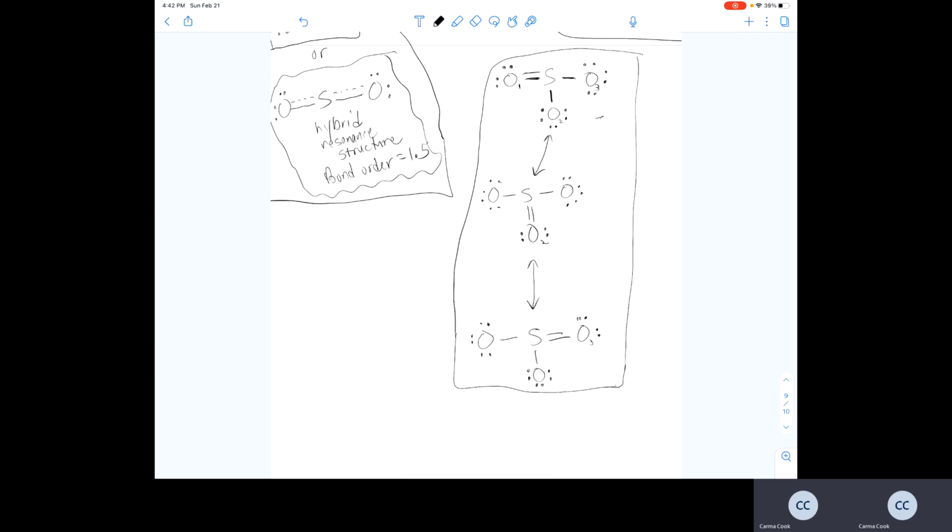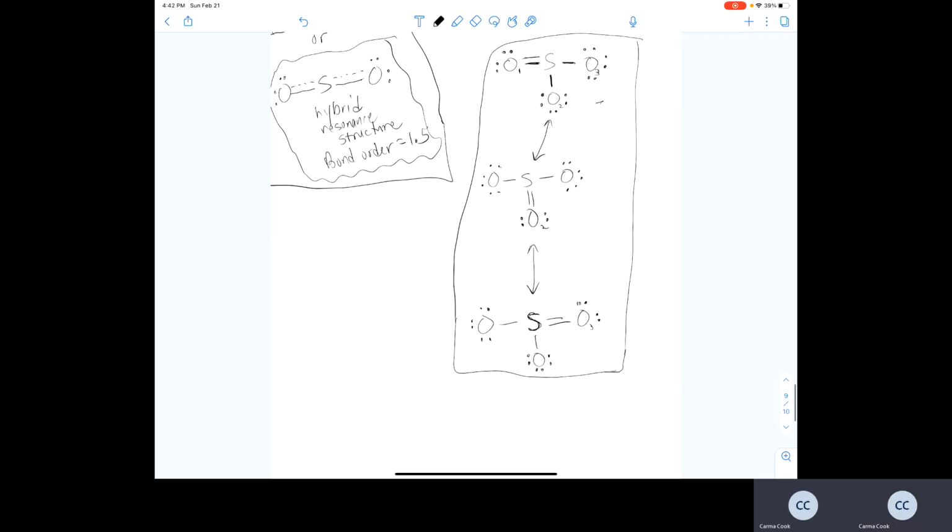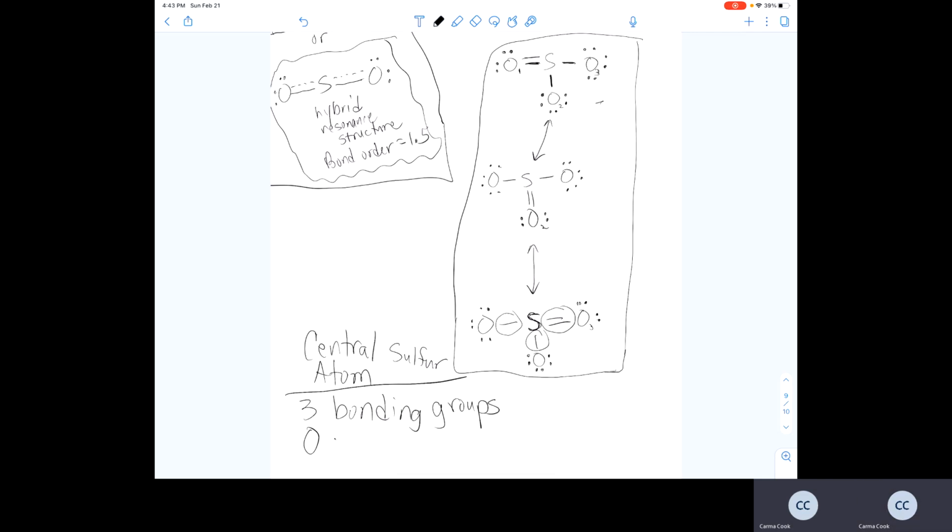So around the central sulfur atom in SO3, these bonds, the single bonds and the double bond, these are called bonding groups. So the central sulfur atom has 3 bonding groups, 2 single bonds and 1 double bond, and 0 non-bonding groups.